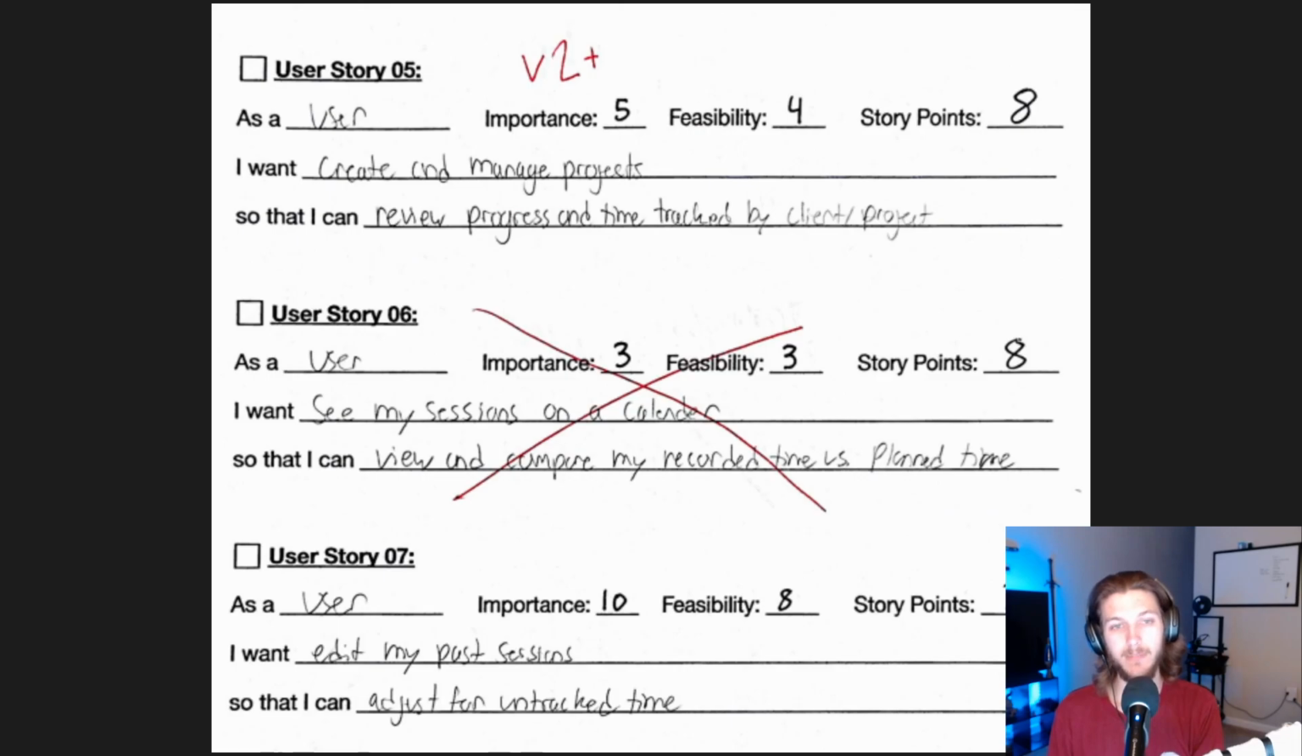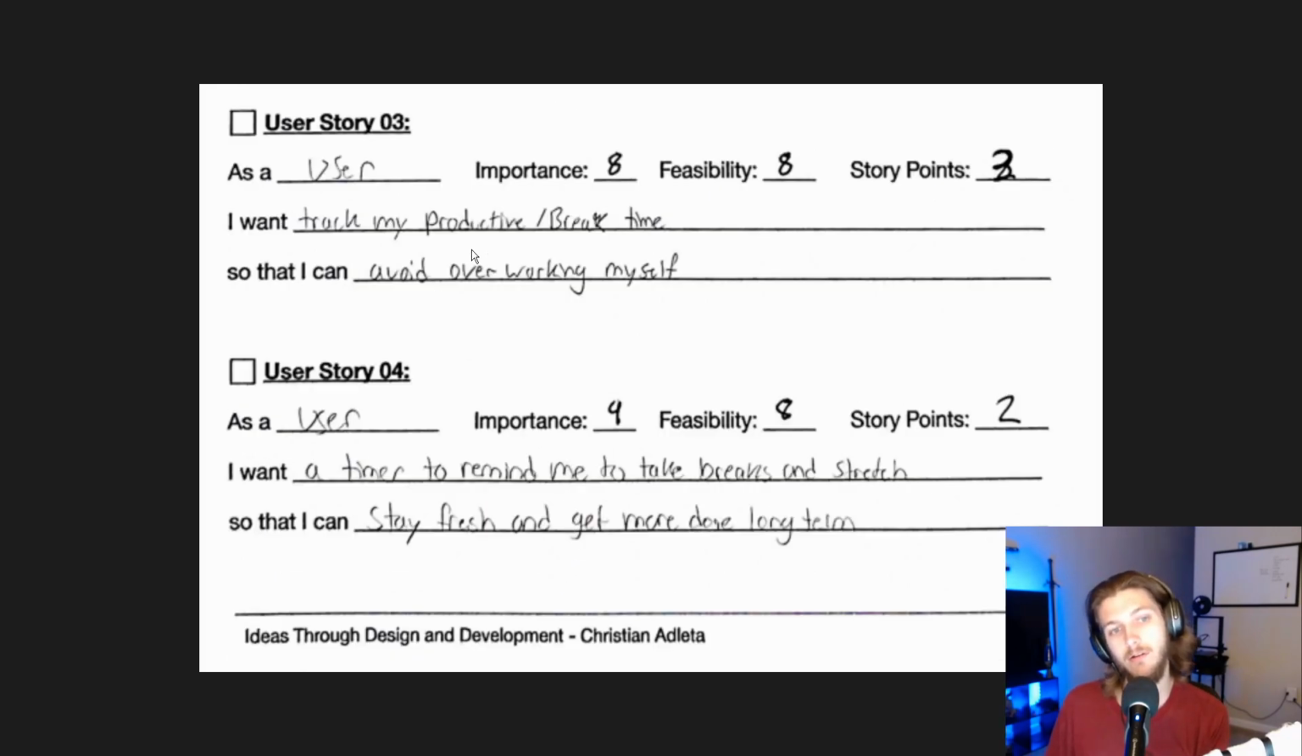But let's see here. Editing sessions could be interesting, so that could be worked on. Tracking productive/break times, this is working with Pomodoro logs, so that could be interesting. Timer. I think timer actually, after I finish Pomodoro sessions, I think the timer is going to be the next easiest thing to work with. Timer is going to need a start button, a stop button, and a reset.